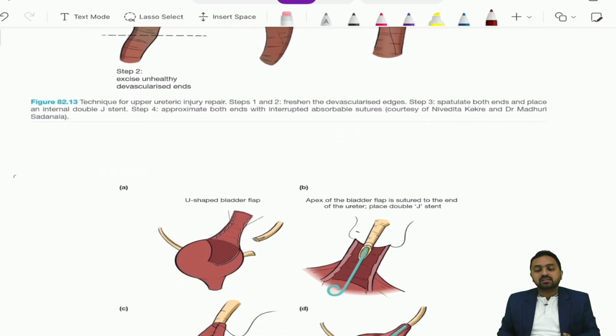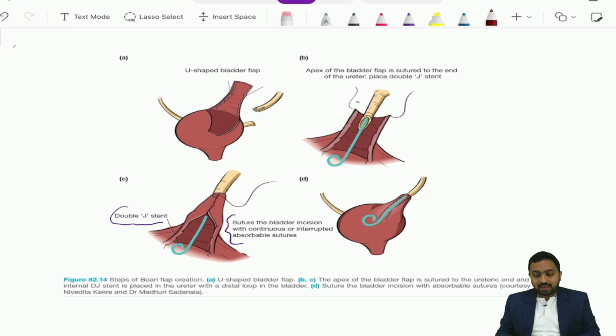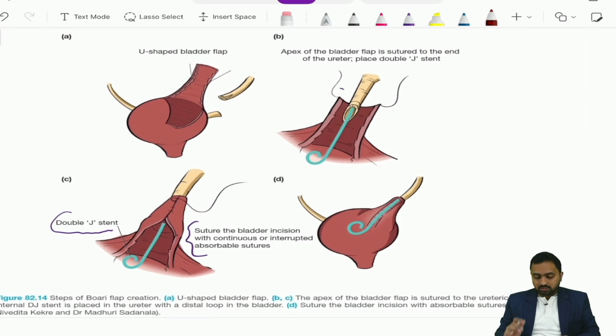And then we have another image for you, which is for bladder flap creation. So you can see over here there is a U-shaped flap creation, and then the apex of the bladder flap is sutured to the end of the ureter, and a double J stent is placed, and then we suture the bladder incision with continuous and interrupted absorbable sutures. Right, so this is the Boari flap creation, which is used for ureteral injury when there is a little loss of length.